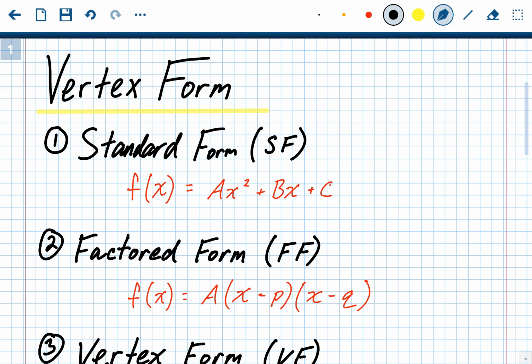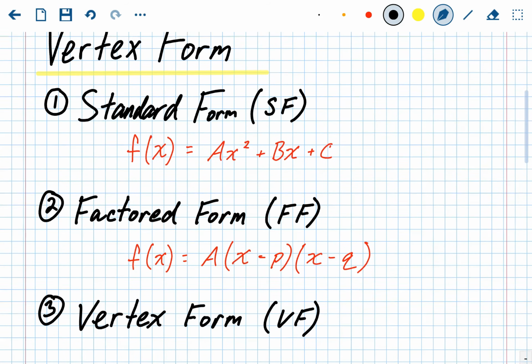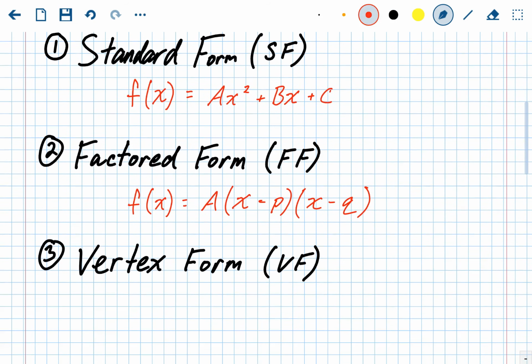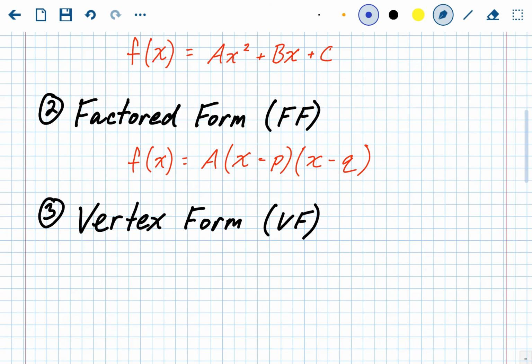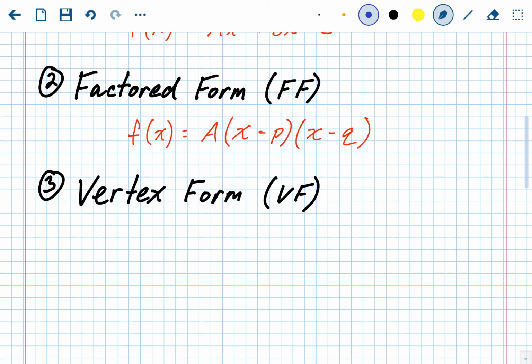The last form we're talking about is vertex form. And as the name implies, vertex form is going to help us find the vertex. Now, unfortunately, vertex form pretty much only helps us find the vertex. But again, the vertex is probably the most important part of a quadratic. All right, so vertex form is f of x equals a times x minus h squared plus k.